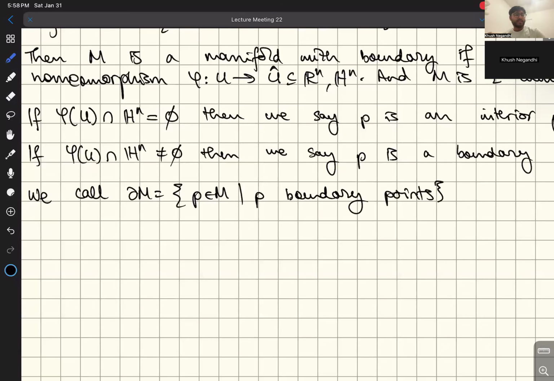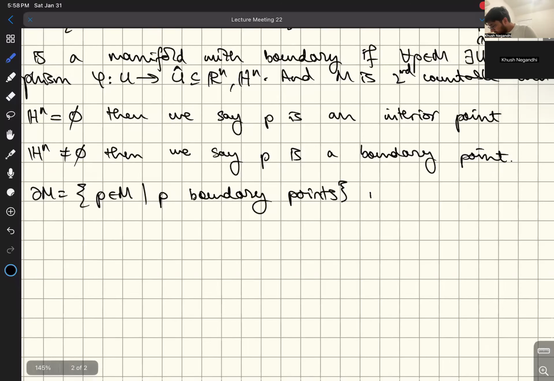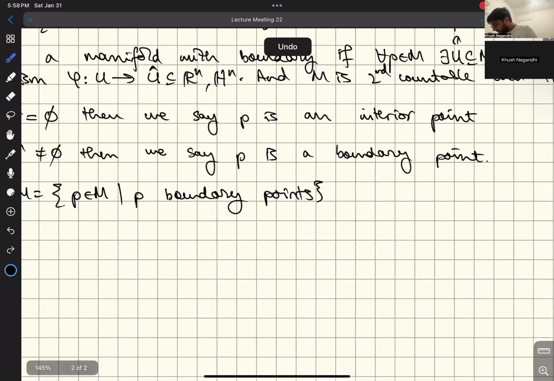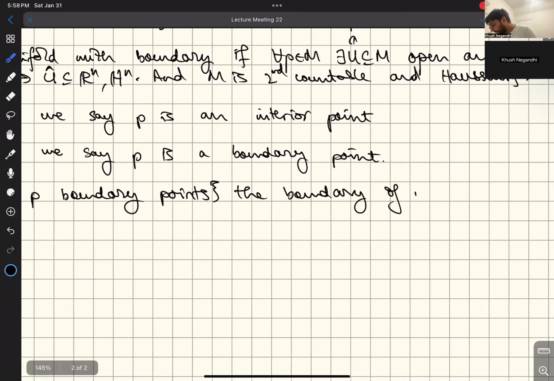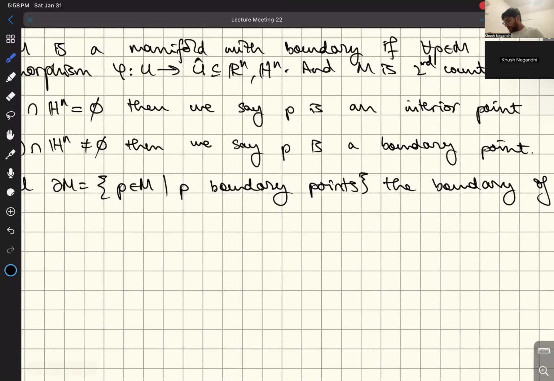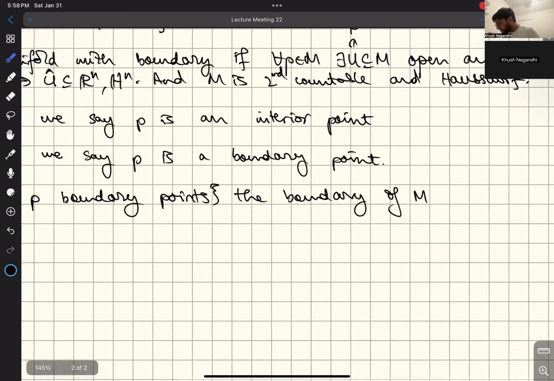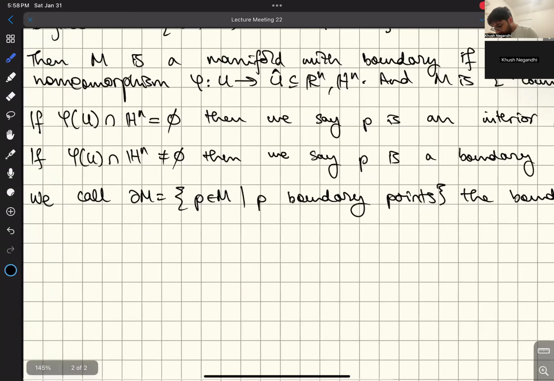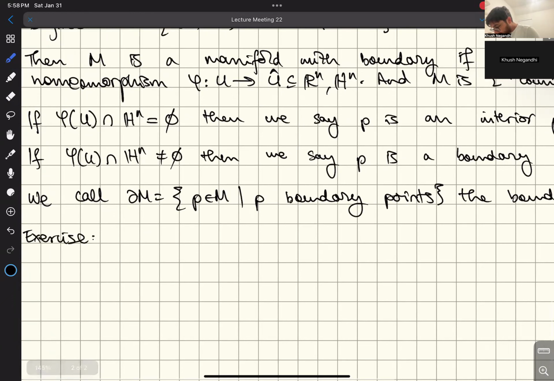And we note that this is also a manifold. The boundary of M. In this case, you've got to remember that this is not the topological boundary of M, but rather the manifold boundary of M. We call this a boundary. And an exercise is to show this is a dim M minus one smooth manifold.